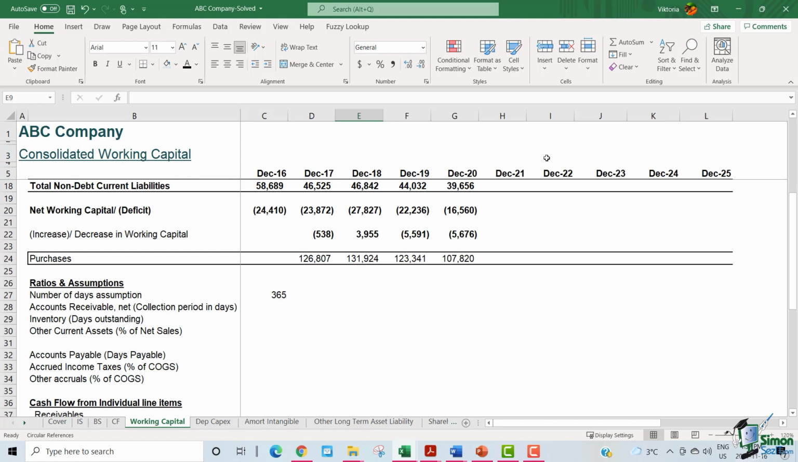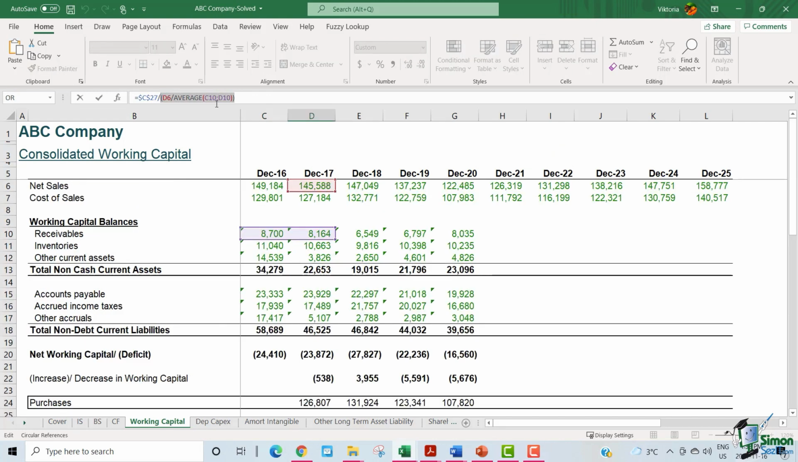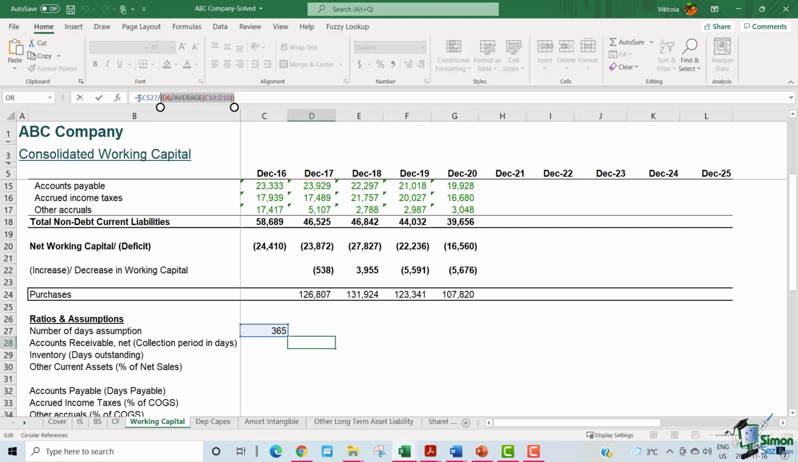In case it's not clear, we are using 365 over here because we know that there are 365 days in a year, and in order to calculate the collection period in days, we need to use this figure. Let's discuss this part of the formula first. D6 is the net sales in 2017 divided by the average of receivables between 16 and 17. And then we divide 365, which is in cell C27, by this number.